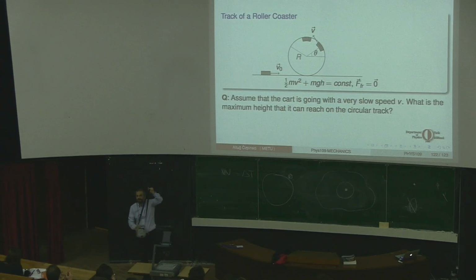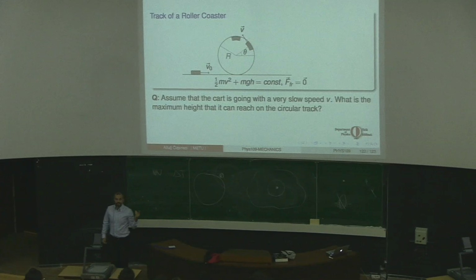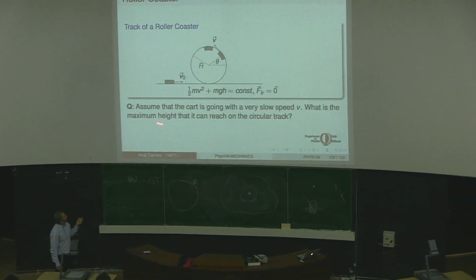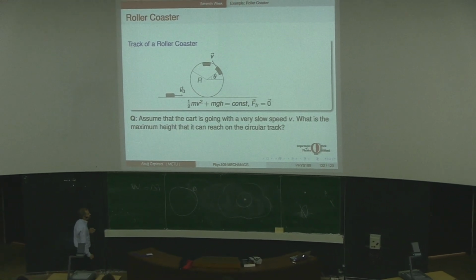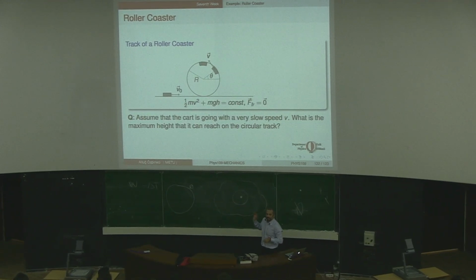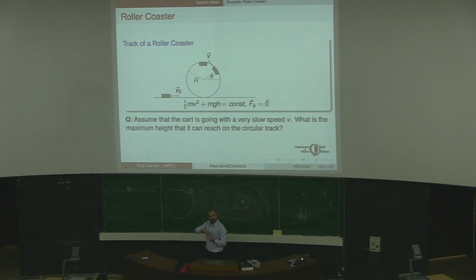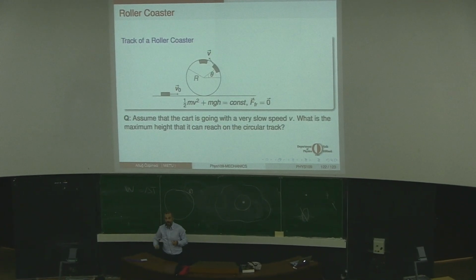Well, the trouble is, if it doesn't have enough initial speed. If you just send it with a slower speed, this means that, I don't know, hundreds of people dead. So you should know how to estimate these speeds. So the one question is this one. The speed is very low. So what is the maximum height that it can reach on the circular track?